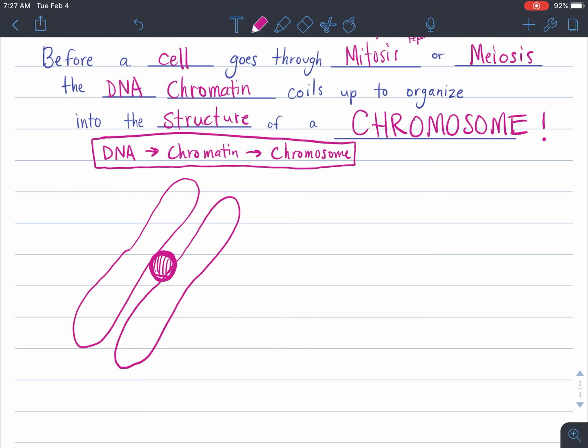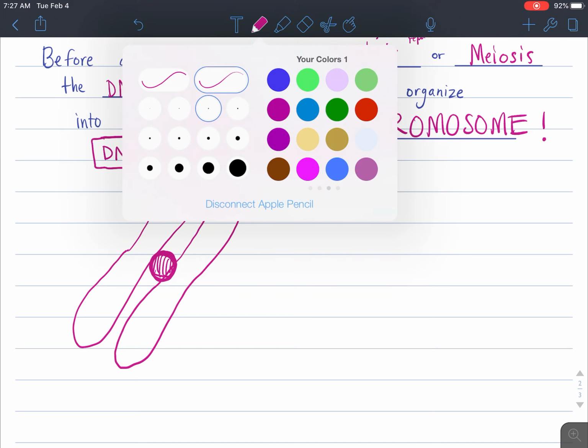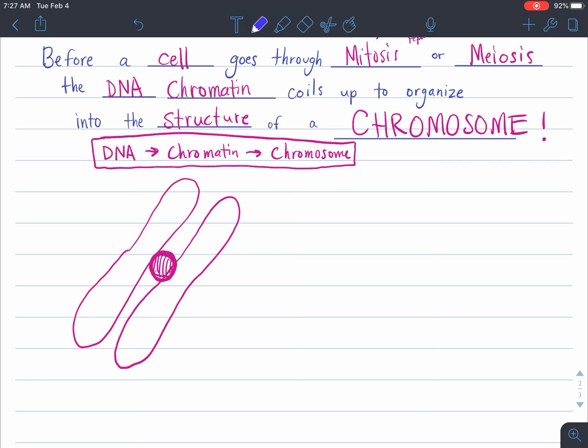And so let me describe to you the portions here of a chromosome. So the first thing to know is that the ends of the chromosome, the very tips, are called telomeres. And these are protective caps that help protect the chromosome. And as you age, the telomeres actually shorten, which means that your DNA gets a little messed up, and that's part of what causes aging. But essentially, telomeres are the ends of the chromosome.